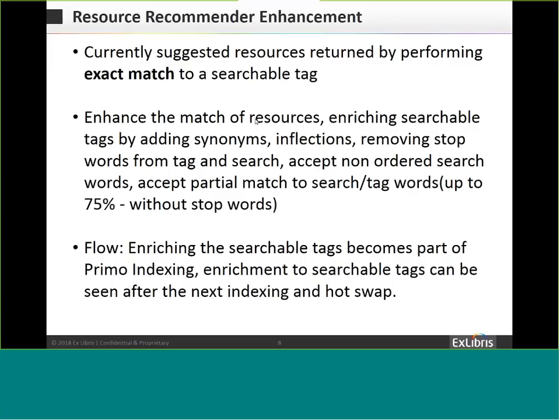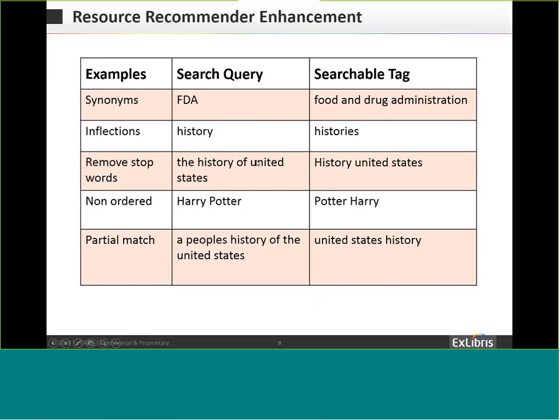So you will be able to test your searchable tags immediately after deploying, but playing around with those searchable tags with synonyms, inflections and partial match can only be available after the auth swap. Those are examples of what kind of search is now going to be available. So if you define a searchable tag that is food and drug administration, you will also be able to find it if the patron is searching for FDA.